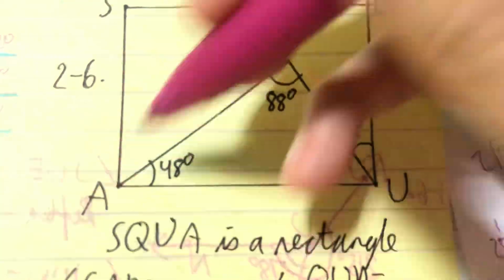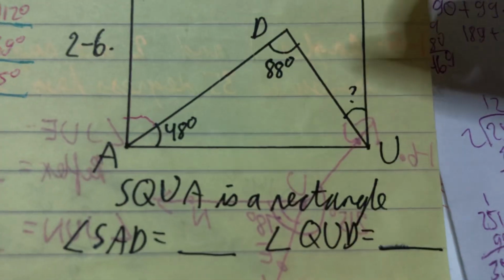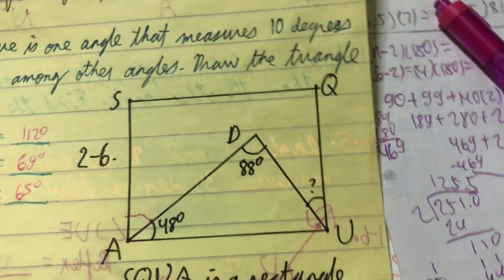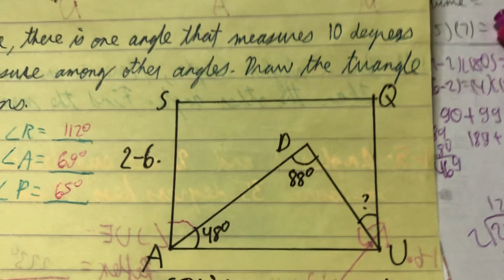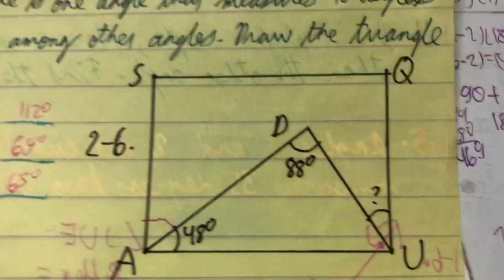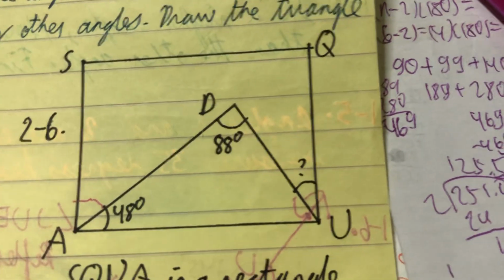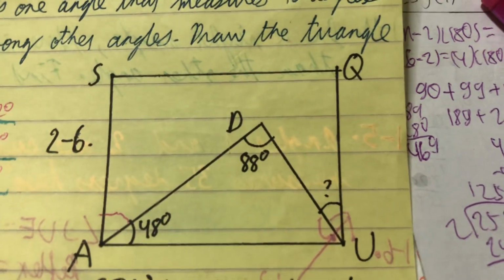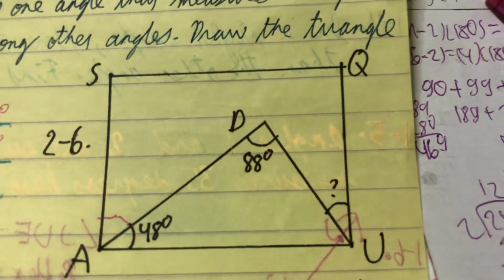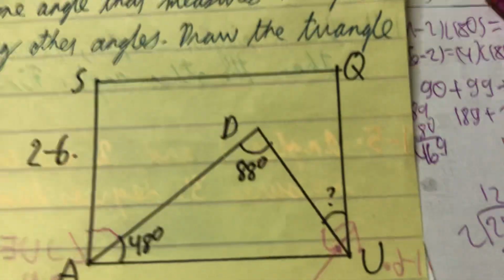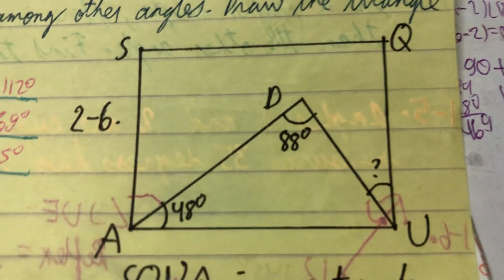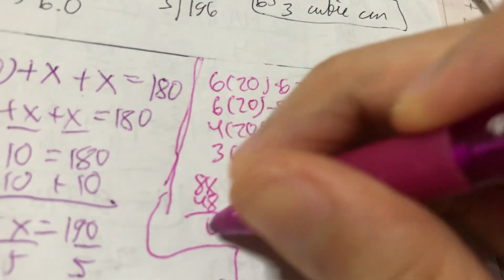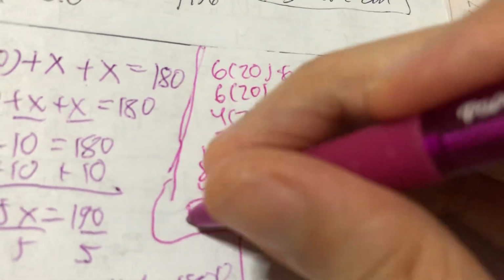So angle SAD is this one. And angle QUD is this one where the question mark is. But take note, we couldn't do this unless we do something. First of all, let's work it out with the triangle. So with the triangle, we have 88 plus 48. You know, in our triangle, the sum of the interior angles of a triangle is always 180 degrees. So 88 plus 48 equals 136.